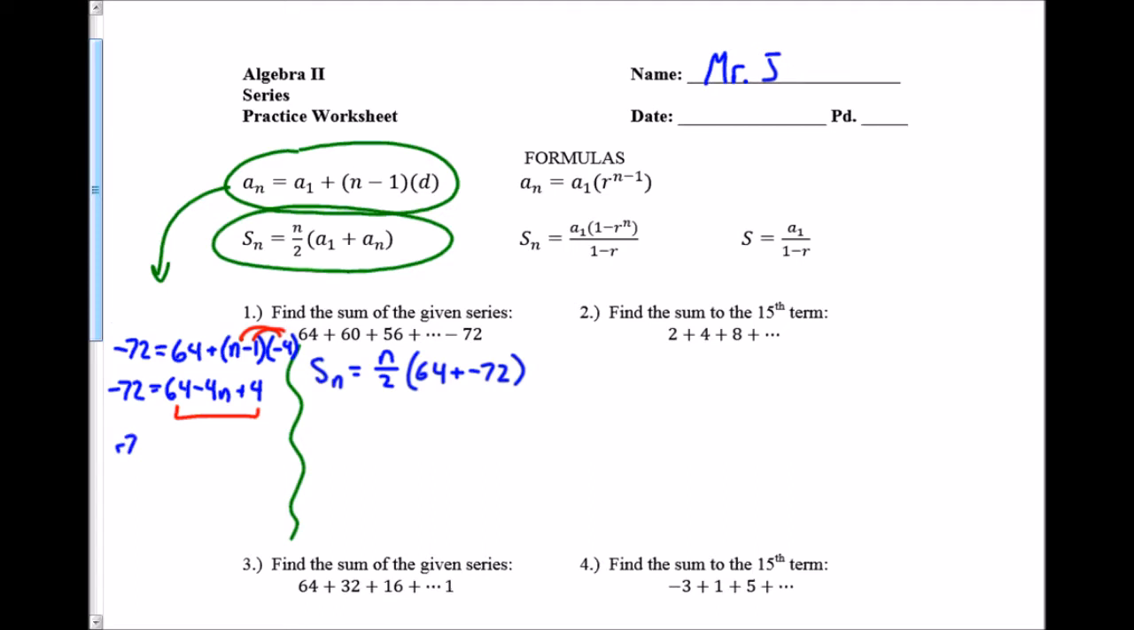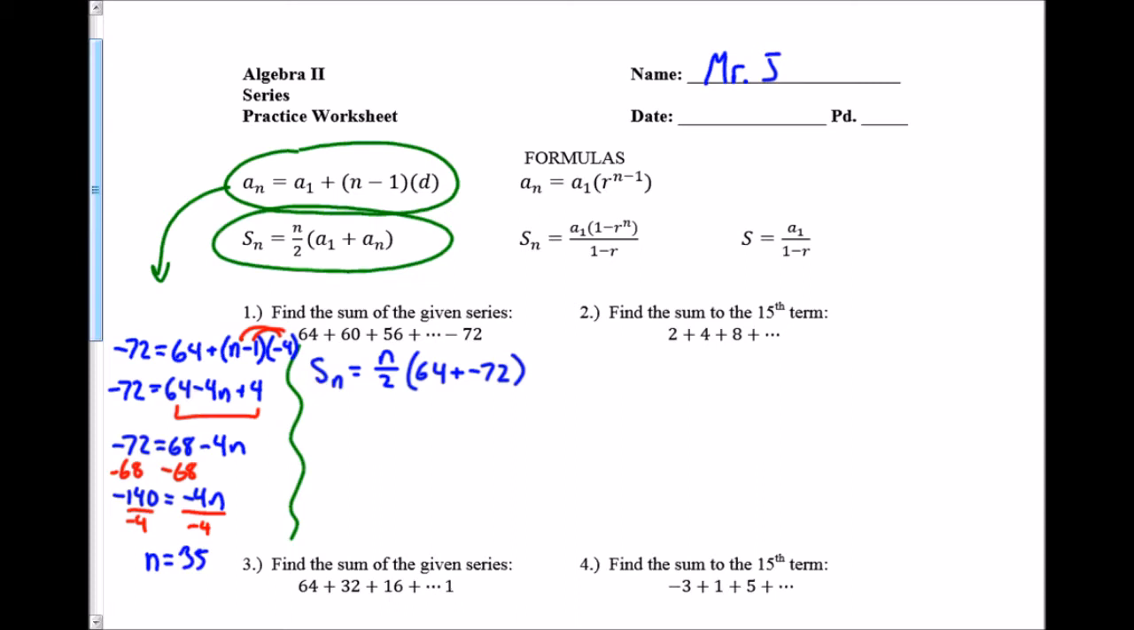Oh, I got a little messy over there. Let me try that again. I combine like terms, the 64 and the 4, so I get -72 equals 68 minus 4n. And now I subtract the 68 from each side. That gives me -140 equals -4n. I divide each side by the -4, and I do all of this just to find my n value. So I find out that n is 35.